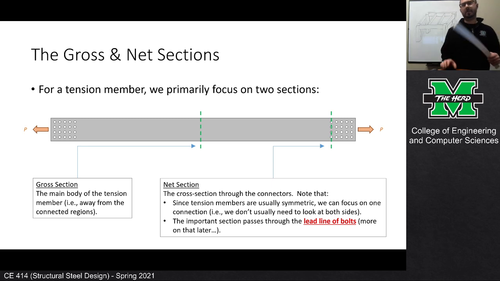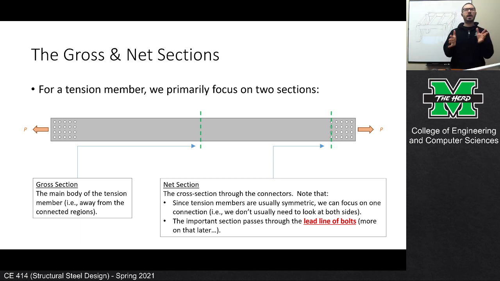Now, one thing that we're going to talk about today, though, is the area. So, again, if we're talking about stress, stress is P over A. The area matters, okay? So what area are we talking about? Well, we're actually not talking about one section, we're talking about two. And we have names for those. We call those the gross section and the net section.